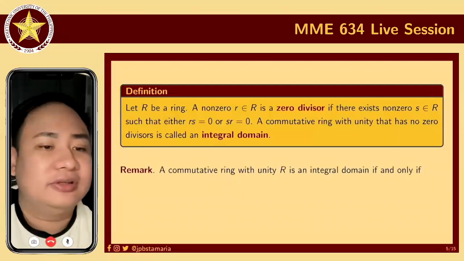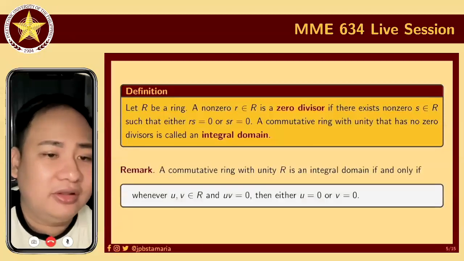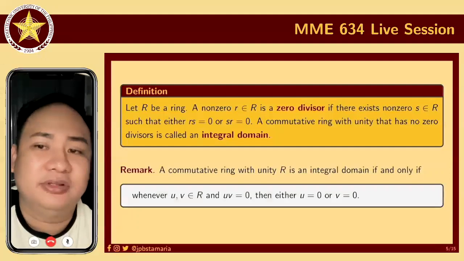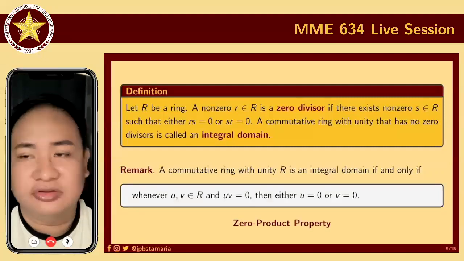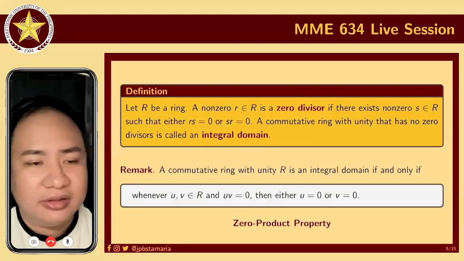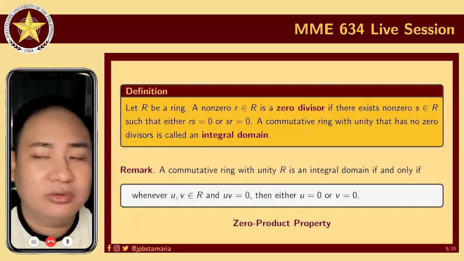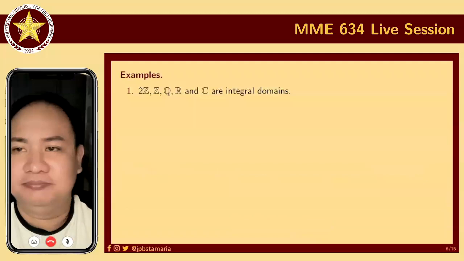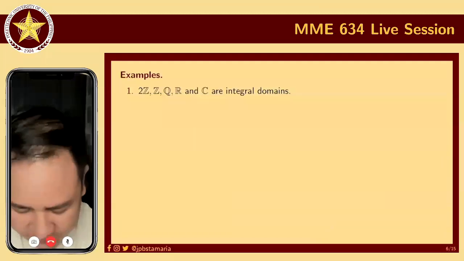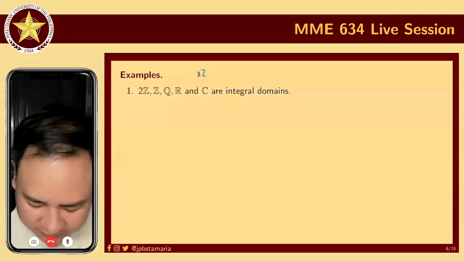So, a commutative ring with unity is an integral domain if and only if the zero product property holds. Yan. Tawag natin yung zero product property. Ulit, ano sabihin ng zero product property? Kapag ang product ng UV is 0, either U is 0 or V is 0. Examples of integral domains are the following. You know the ring 2Z. Pag sinabing ring 2Z, ito yung mga even integers.